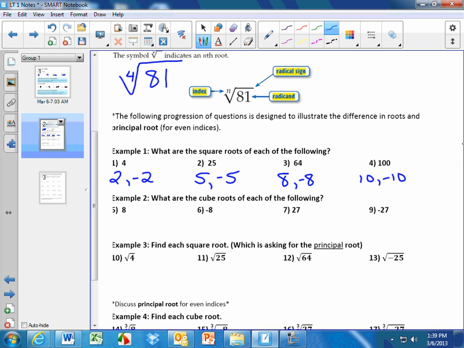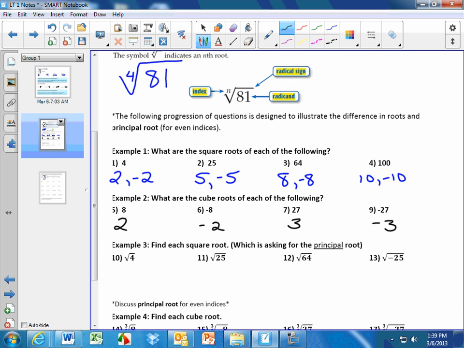Cube roots are 2, -2, 3, and -3. Now, do you notice something about the square roots versus the cube roots? Yeah, there's only one answer for all the cube roots, but there's two for the square roots, which brings up an issue called principal root.